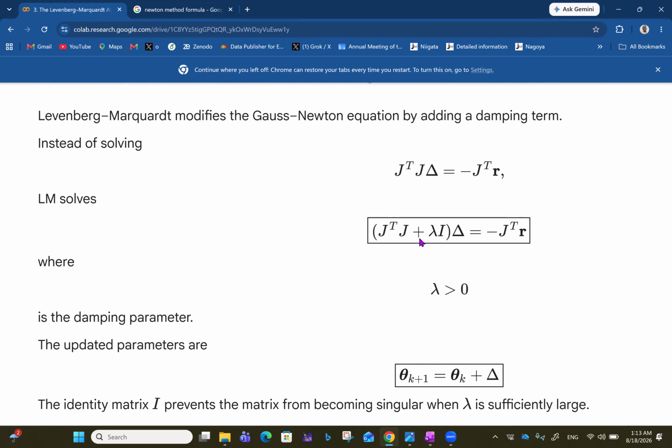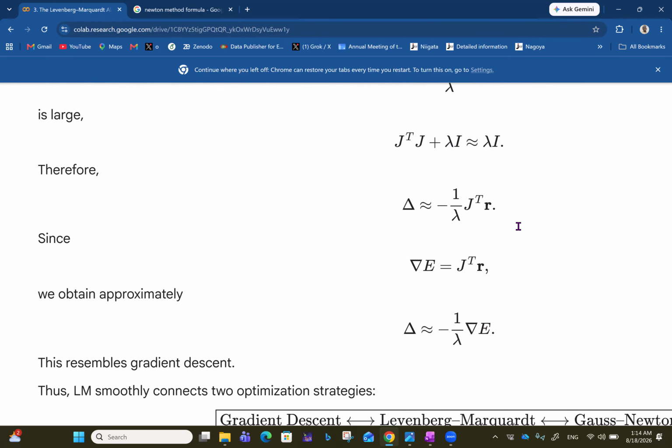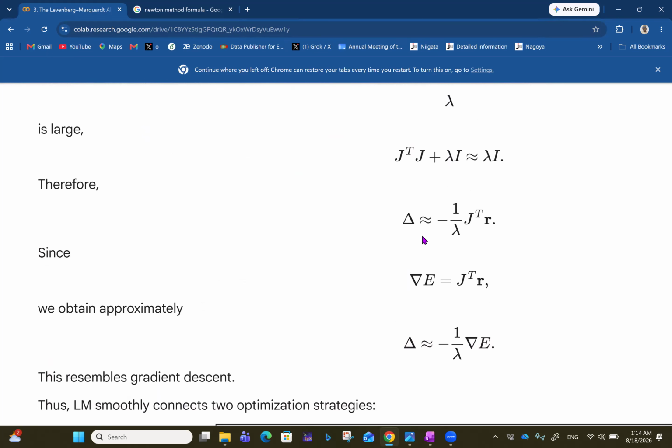Because this whole thing is close to this, now grad alone is just lambda I inverse multiplied by this other part. And that is exactly what we have here. So the gradient is equal to minus 1 over lambda J transpose R.